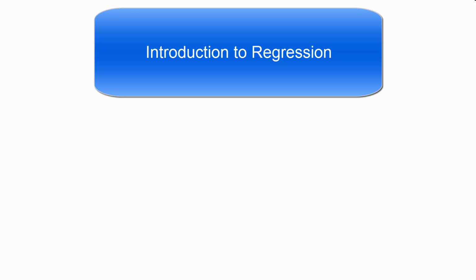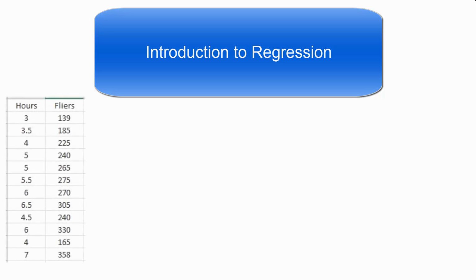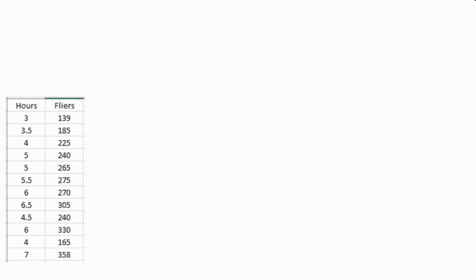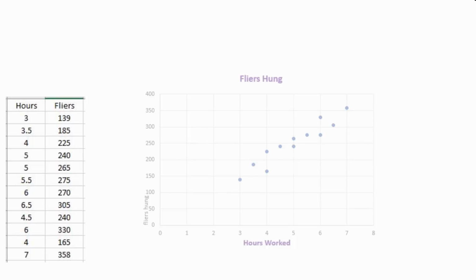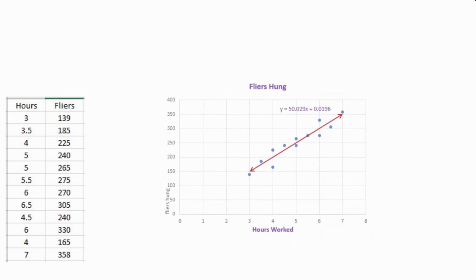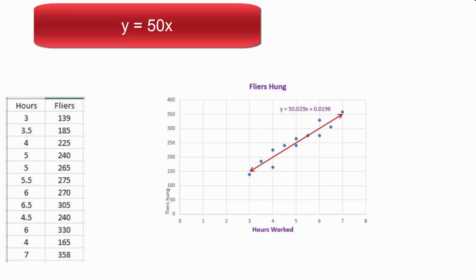Companies hire people to hang advertisement flyers on doors in neighborhoods. The company took a random sample of 12 people in hopes of estimating the flyers they can hang per hour. The scatter plot displays the results. Excel calculated the regression line to be basically y equals 50x, meaning that on average people hang 50 flyers per hour.